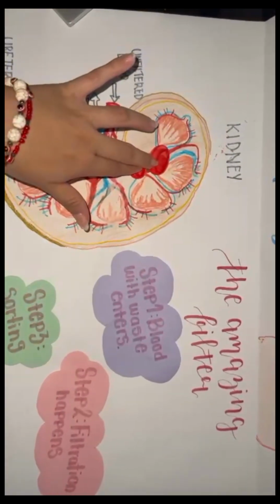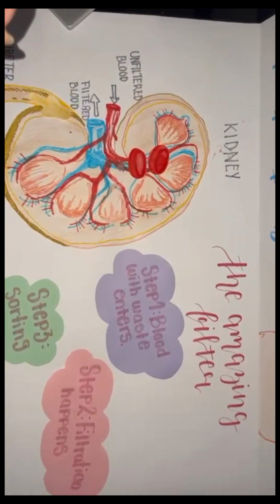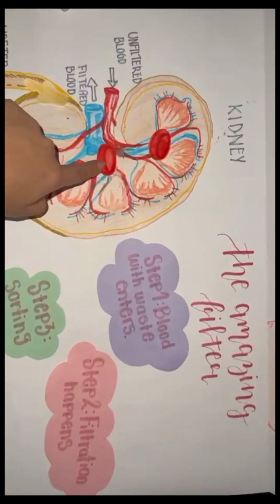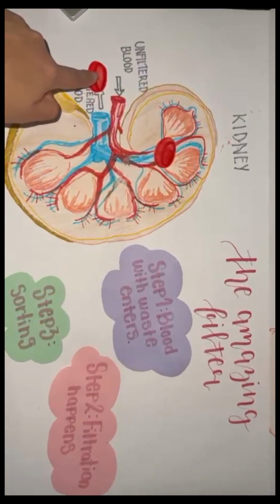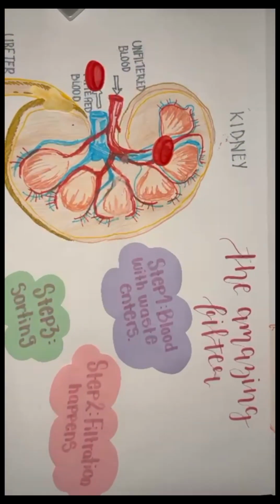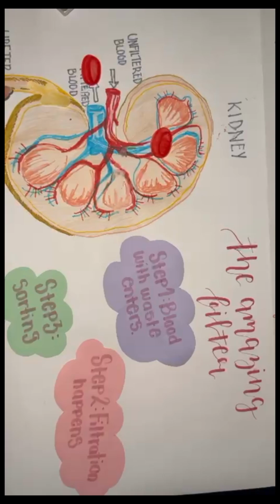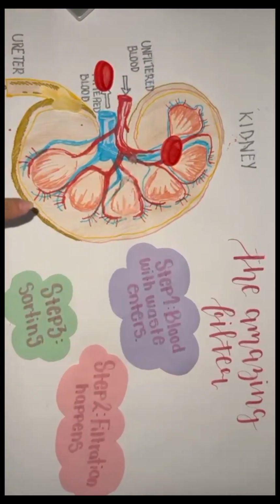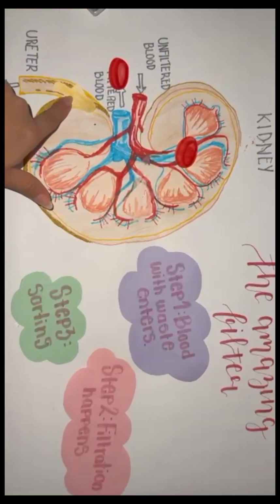So the nutrients and useful water return to the clean blood, to the filtered blood, and on the other end, the waste goes through the ureter to the bladder, where it's transformed into urine to be eliminated, like this.